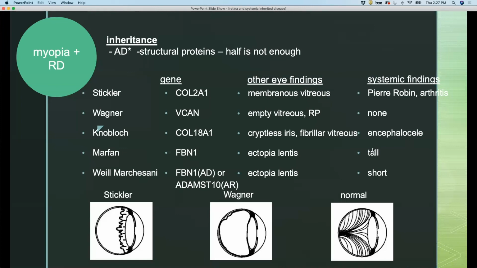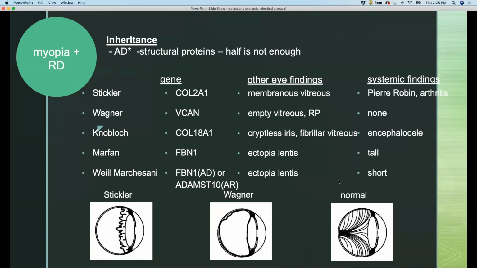Marfan syndrome, I think you should know about from medical school. I really can't remember everything, but they're tall. Yeah, and there's something about their aorta. Yeah, and they have flexible joints. They have that thing where they can reach their thumb across or whatever. Yeah, and then Weill-Marchesani people are short.